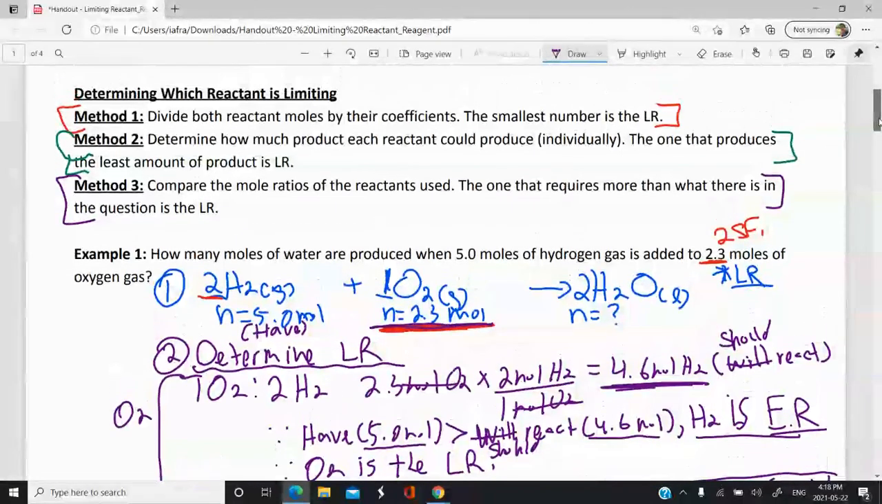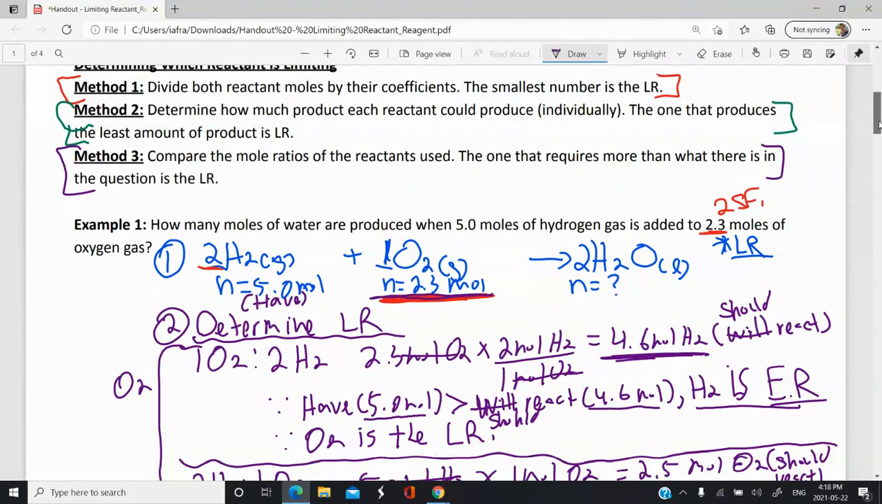So when you're doing your questions now, you can choose any one of these methods to figure out what your LR is first, then use your limiting reactant to continue the rest of the problem. And basically, you can ignore the excess reactant after that. You can pretend that number is not even there unless we ask you to do something with it later on.